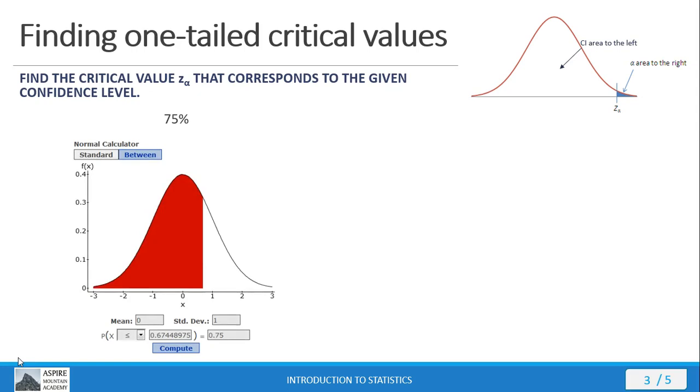Well, to do that, we can go into StatCrunch, and notice we're using the default values that give us the standard normal distribution. And we stick in the 75% because the 75% is the area to the left. The 25% is the area to the right. But that boundary is going to be the same either way. Here we've got 0.67. That's our critical value z-score in that particular instance.